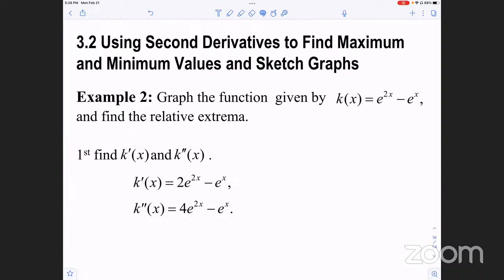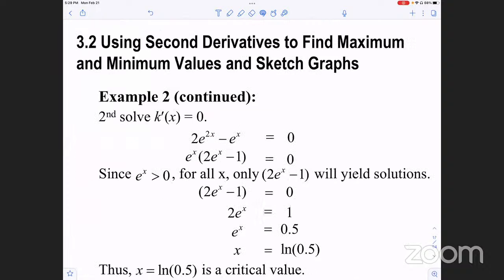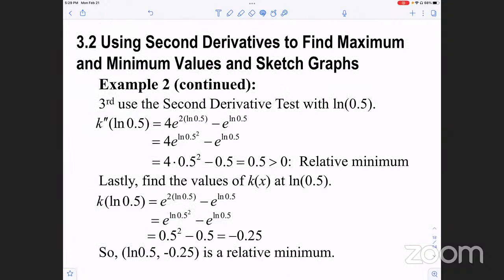First, find k prime and k double prime. I think we got both of those results. Solve k prime equal to 0, and they got natural log of a half. We got that same result. Second derivative test, they got a positive 1/2, which is the same thing we got, which is positive. So that means our function is concave up for that critical value, so this is a relative minimum.